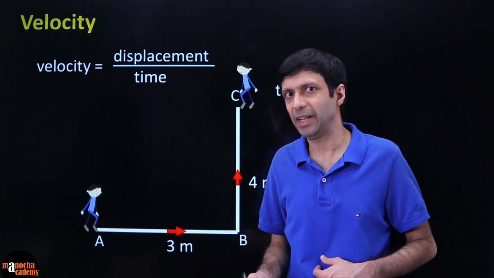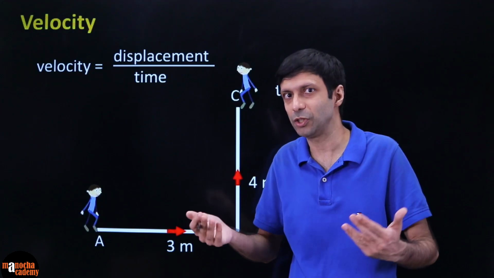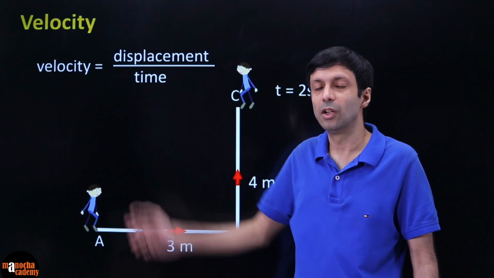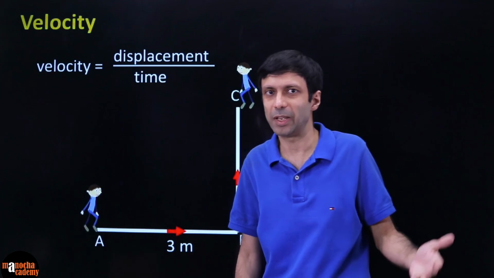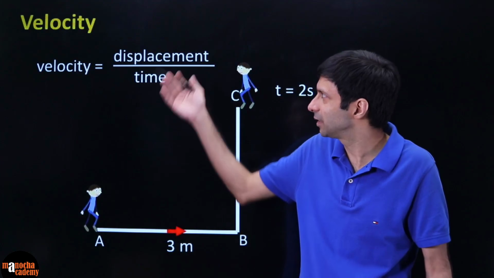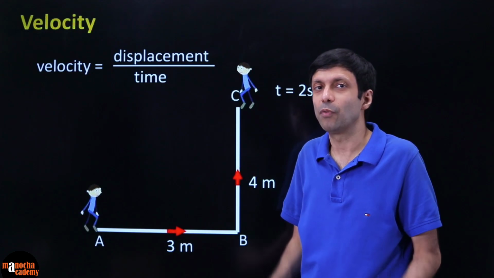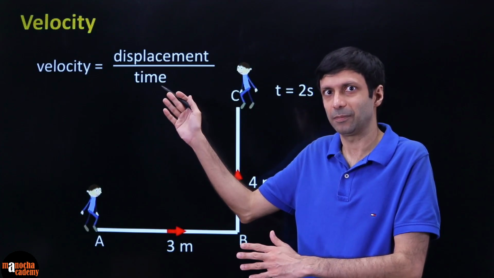So just like speed is distance by time, or rate of change of distance, you also have velocity, which is rate of change of displacement. So whenever you have this word rate, it means divided by time. For velocity, we use displacement.